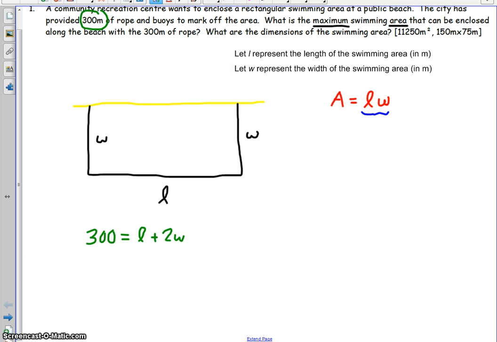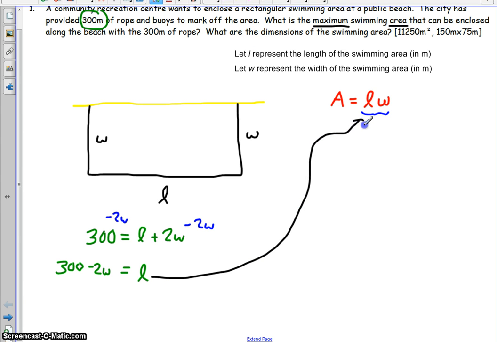So I'm going to isolate L here, and to do that I'm going to subtract 2W from both sides of the equation. What I wind up with is that L is equal to 300 minus 2W. And again, the whole purpose of doing this was so I can now replace the L in my area equation and hopefully eliminate that variable. So what this is going to wind up being now is I'm going to have my area, and it's going to be equal to, instead of L, 300 minus 2W, times W.